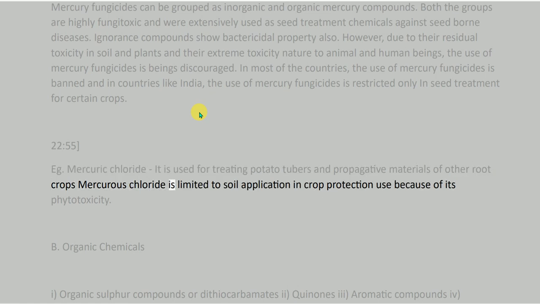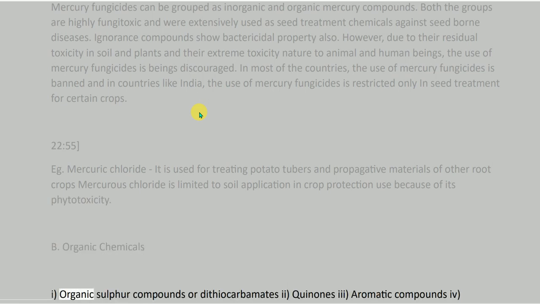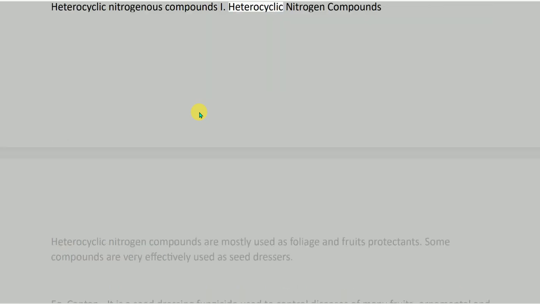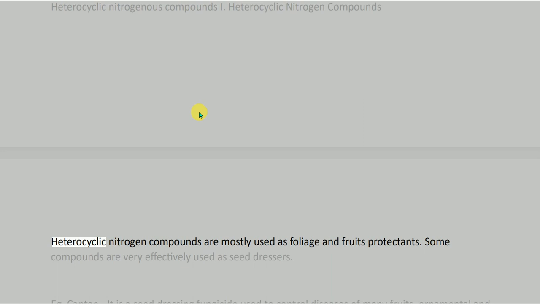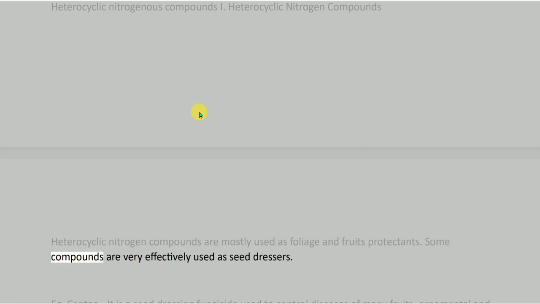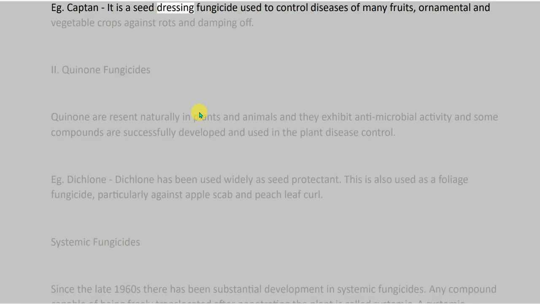B. Organic chemicals. 1. Organic sulfur compounds or dithiocarbamates. 2. Quinones. 3. Aromatic compounds. 4. Heterocyclic nitrogenous compounds. 1. Heterocyclic nitrogen compounds. Heterocyclic nitrogen compounds are mostly used as foliage and fruit protectants. Some compounds are very effectively used as seed dressers. E.g., Captan, a seed dressing fungicide used to control diseases of many fruits, ornamental and vegetable crops against rots and damping off.